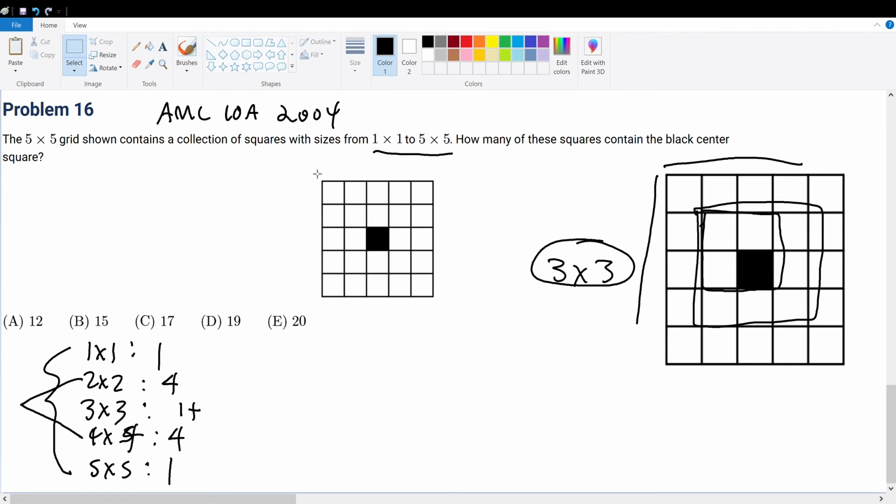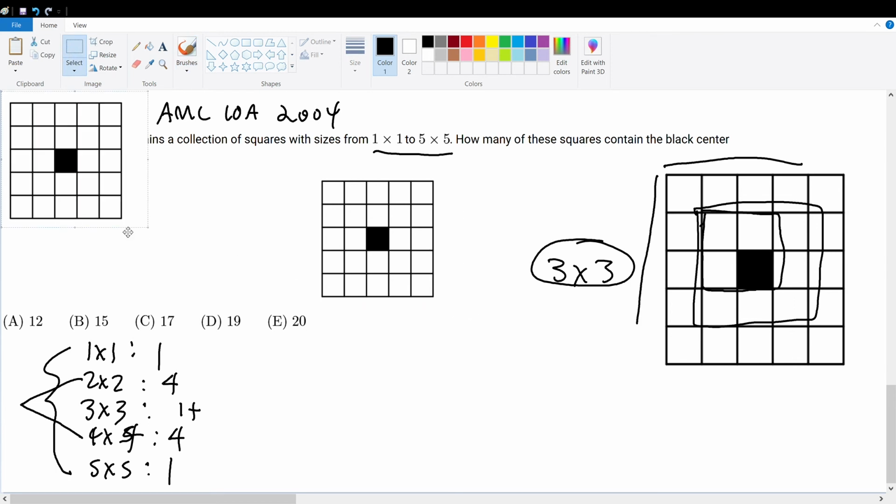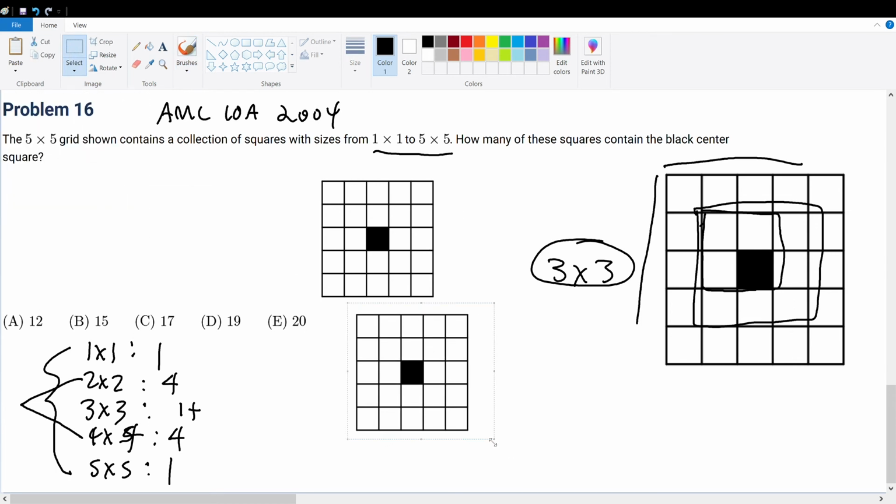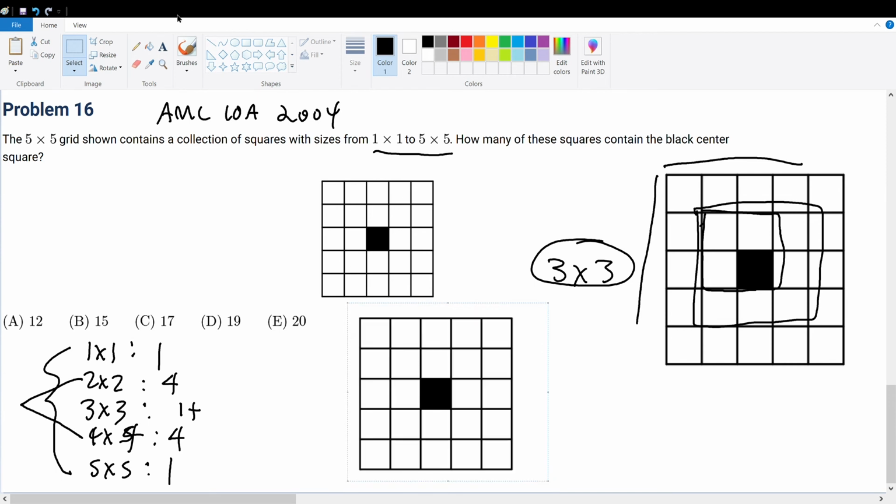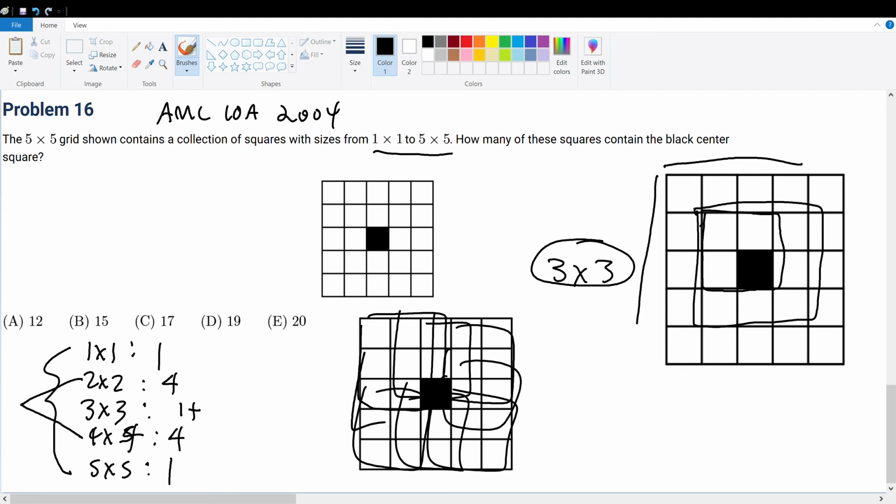And to do that, I'm going to copy paste this image again so that it'll be much easier for us to see visually. So now that we have it here, how many 3 by 3 squares are there? Well, there will be 1 right here, there'll be 2, 3, 4, 5, 6, 7, and 8. So 1 plus 8 will give 9.